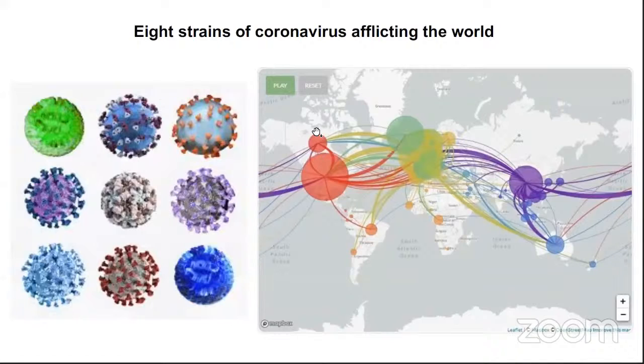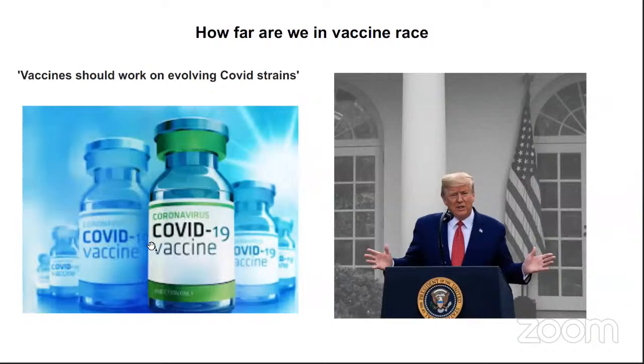The changes that are happening in the genome are not causing even more serious disease. There is no structural change. So there is a hope that whatever vaccine will be produced soon will be effective against all the evolving COVID strains. And you might have heard that Trump was recently infected with the virus.